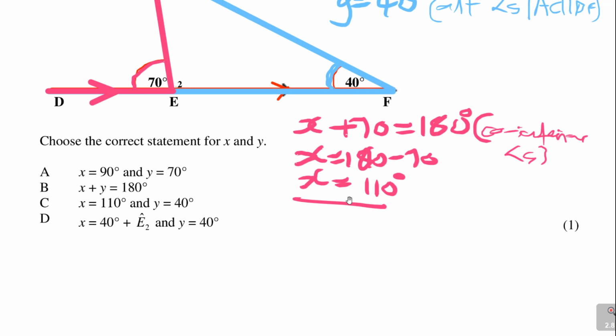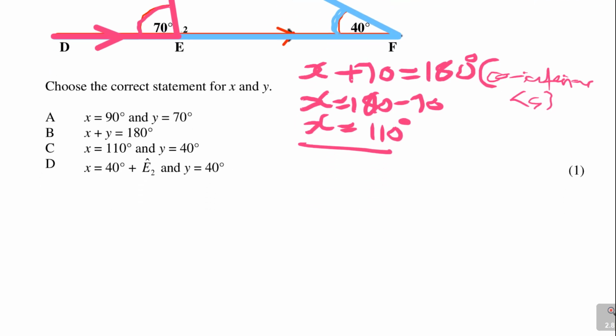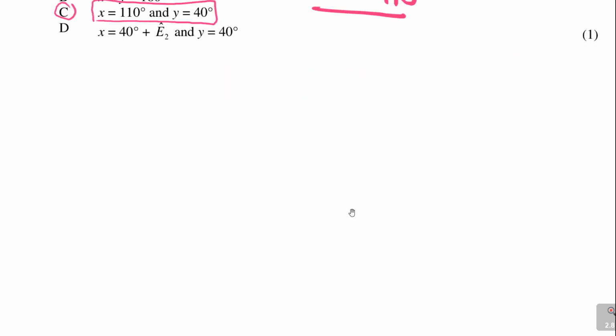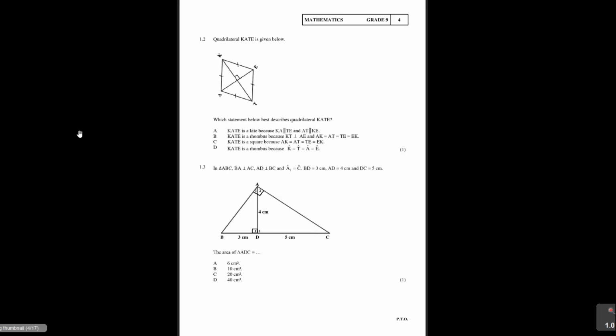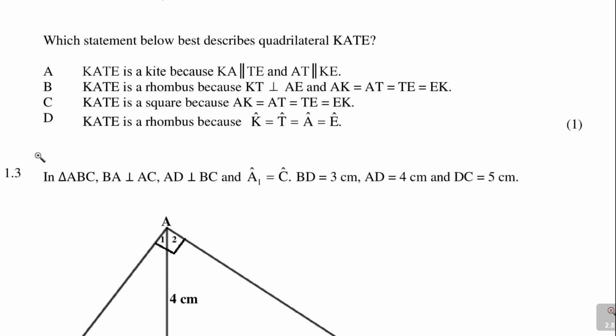So we can now come back and find what the answer was. You can see clearly from this statement that the answer is C: X is 110, Y is 40 degrees. So there is our answer there. All right, so that is that. Let's look at the next question.